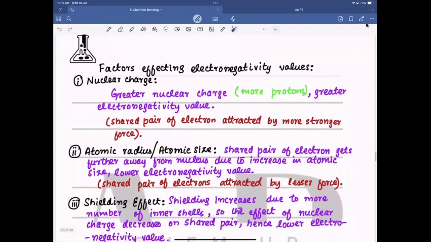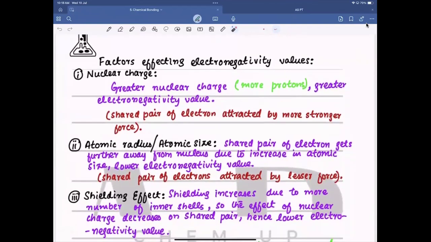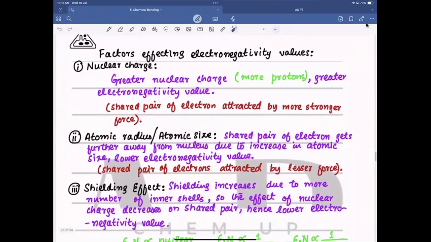Okay. Now, the factors affecting the electronegativity values. These factors are exactly the same as those which affected the ionization energy. Very good. So nuclear charge. It means when the atom has a more number of electrons. Just give me a minute. Sorry, more number of protons. Yes, sir.